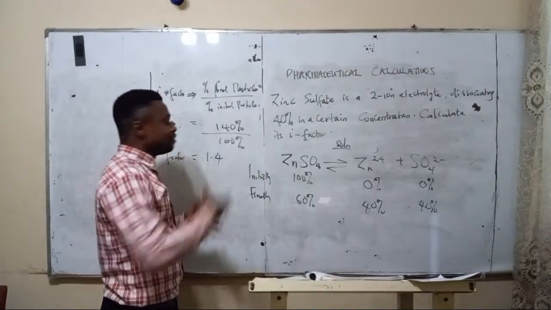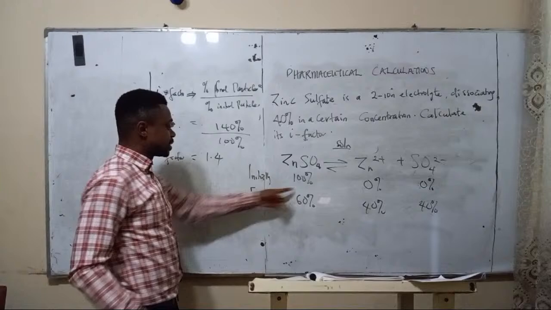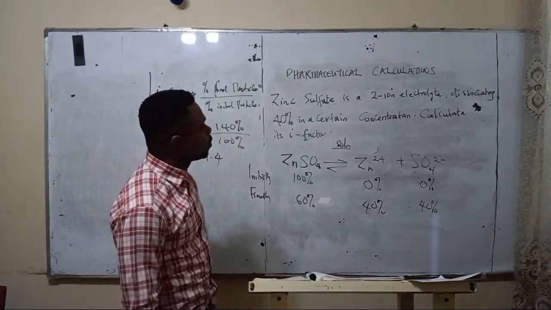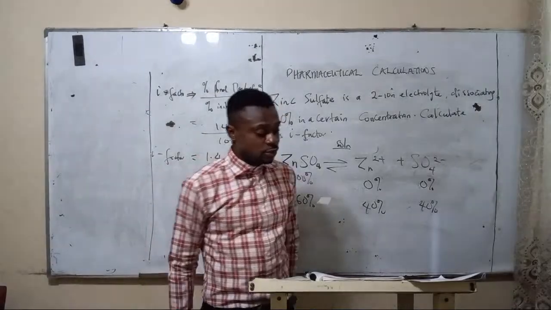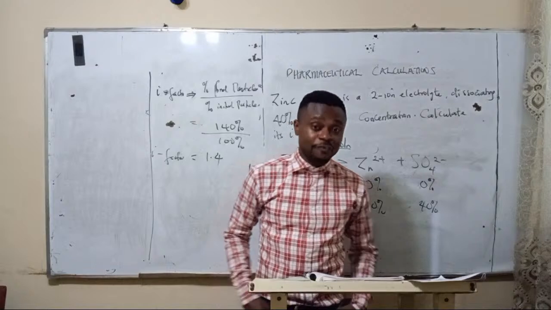Final particles is 140%. Initial particles is 100%. So everything is now 1.4. So the I factor of zinc sulfate is 1.4.